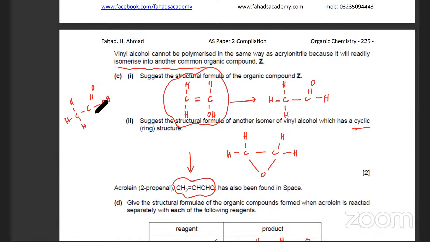You can change the position of the groups. Like OH is on this side. What I can do is change the OH and put it on the other side and keep the double bond over there. So that's like a functional group isomer. I've changed the functional group.